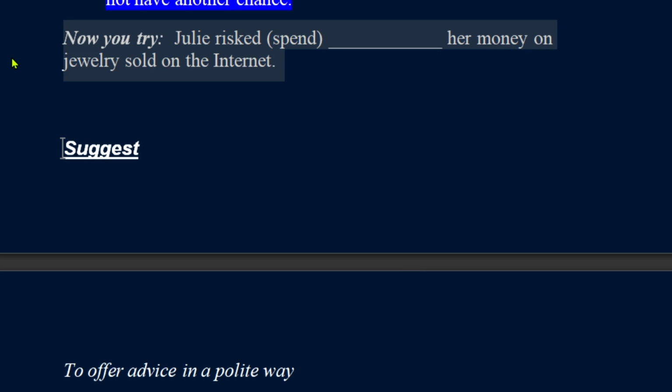Now you try. Julie risked spend her money on jewelry sold on the internet. Julie risked spending her money on jewelry sold on the internet.